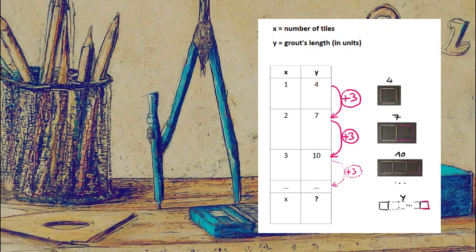We could continue step by step with this method, but it depends on the previous calculation every time. Thus, this leads now to the following question. How to find directly the total length of grout as a function of the number of tiles? In other words, can we find here a formula expressing y as a function of x?